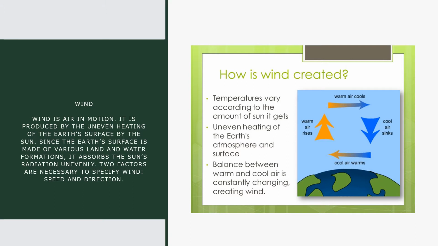Wind. Wind is air in motion. It is produced by the uneven heating of the Earth's surface by the sun. Since the Earth's surface is made of various land and water formations, it absorbs the sun's radiation unevenly. Two factors are necessary to specify wind: speed and direction.